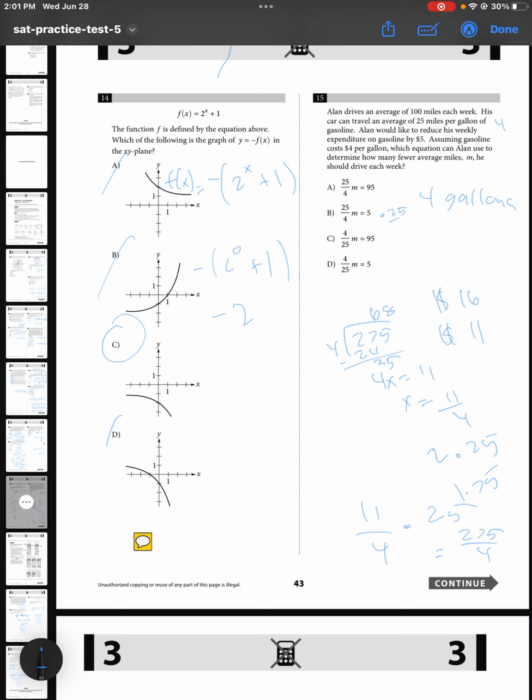Times 25. So 125 over 4. So fewer, 68, so 60. So the answer needs to be around like 32. Around 32. So 125 over 4. Times 25 over 4. Or no, times 4 over 25. 25 over 4. Not that one.